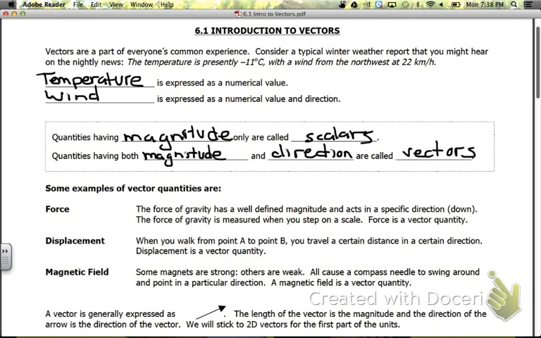So a vector is generally expressed as such. The length of the vector is the magnitude, and the direction of the arrow is the direction of the vector. We will stick to 2D vectors for the first part of this unit. However, we will look at some 3D vectors as we move further on.